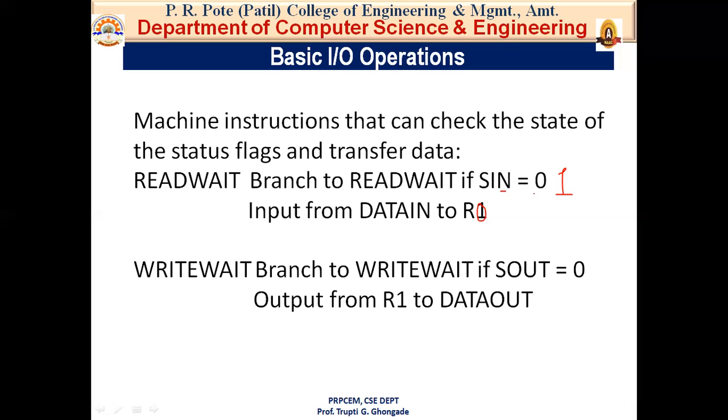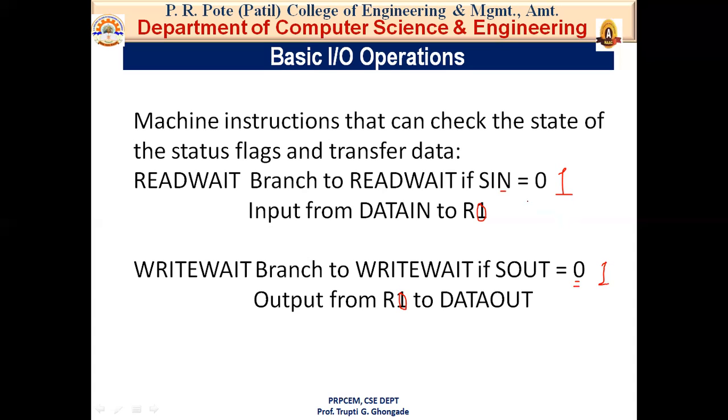Okay, and a similar sequence of operations is used for transferring output to the display. So again, the branch operation is normally implemented by two machine instructions. The wait loop is executed repeatedly until the status flag S out becomes 1, set by the display device. And the output operation transfers a character from R0 to data out to be displayed and sets S out equal to 0.